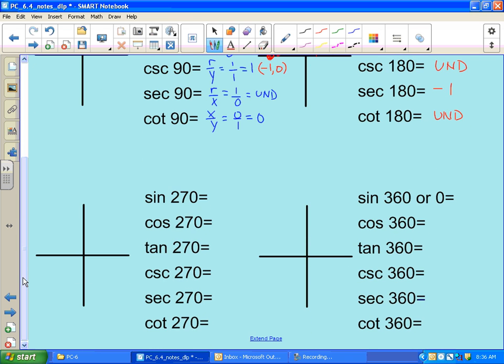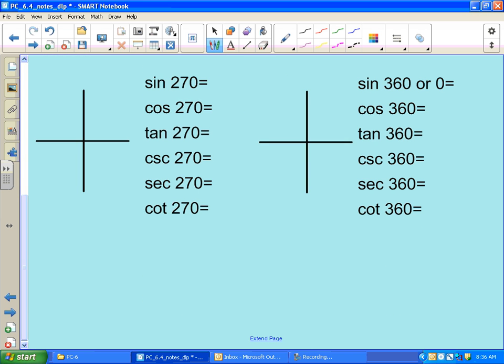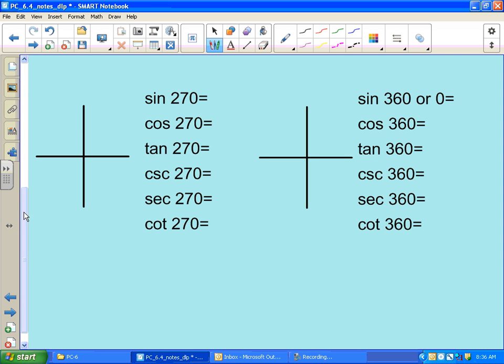All right, flipping over now to the 270 world, the 360 world. What happens here? So 270, we're now putting ourselves down here. Coordinate-wise, you're at 0, -1. What happens here? 270 sine is -1, y over r. Cosine is going to be a 0 again. Tangent is going to be undefined again, just like it was for 90.